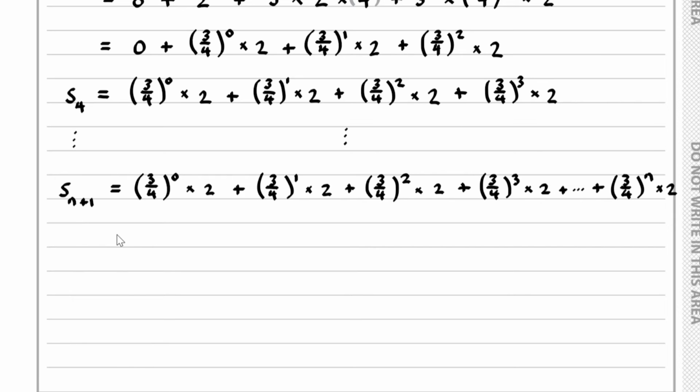And we can write this as a summation. And if we were to rewrite this as a summation, well, from each term we can factorize out a 2. And then we've got the sum of 3/4 to the r. But then we start off at r equals 0. And we finish at r equals n. Because when r is equal to 0, we would have S1 and so on and so forth. So that is the general form for Sn.